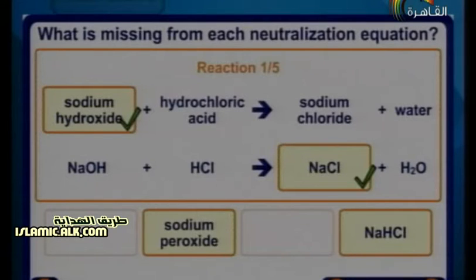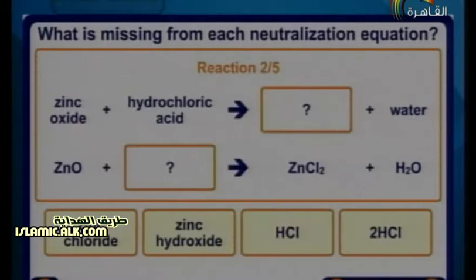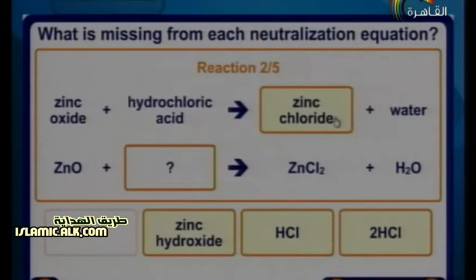Why? Because here we have the sodium hydroxide, it's NaOH. And we have another one next. We have zinc oxide and hydrochloric acid. Which one is right here? This is zinc hydroxide or zinc chloride. If I have zinc hydroxide, it is wrong. Why? Because I need to form a salt.